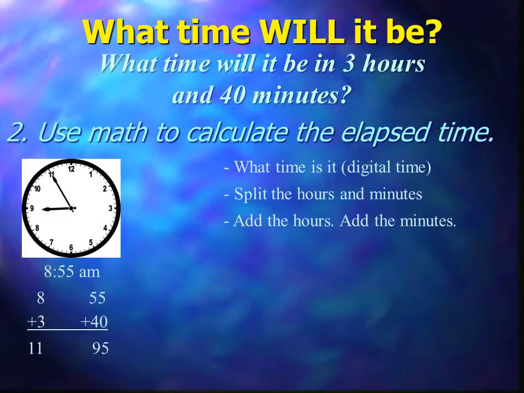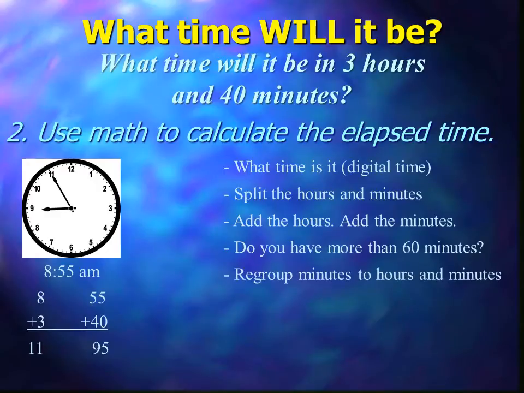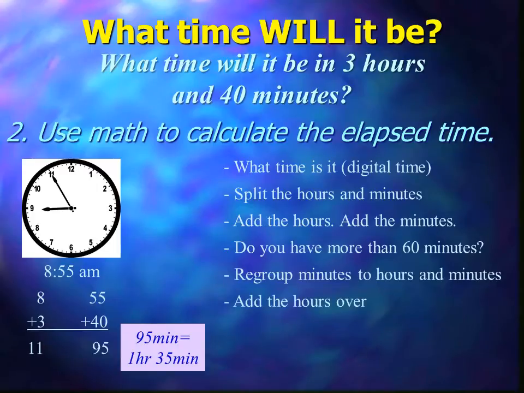55, which leaves us with 11 hours and 95 minutes. But that doesn't make sense, because we have more than 60 minutes. So we need to regroup the minutes and convert them to hours and minutes. 95 minutes actually equals 1 hour and 35 minutes. So in this case, we need to add the hours back over, which gives us our answer, 12:35.